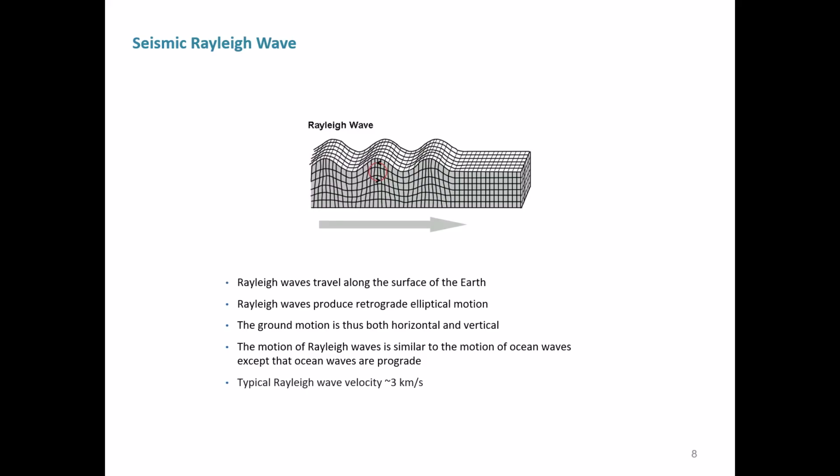Interesting. So the motion of the Rayleigh waves, and we mentioned similar to ocean waves, but ocean waves are prograde, Rayleigh waves are retrograde. And there's motion both in the horizontal and vertical axes. And then the typical Rayleigh wave velocity is going to be about 3 kilometers per second. So surface waves propagate slower than do body waves.